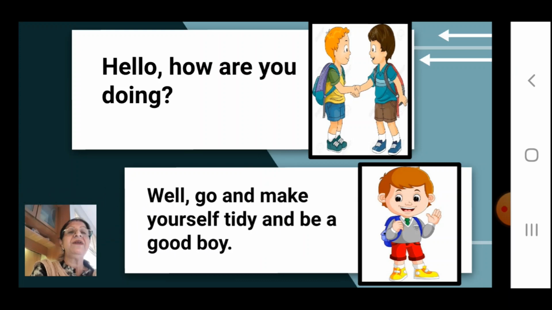One more example. "Well, go and make yourself tidy and be a good boy." So after well there was a pause, so we have put a comma. So there are a few rules where we are supposed to put a comma, and I have told you. So try to remember this so that you are clear where to put a comma.